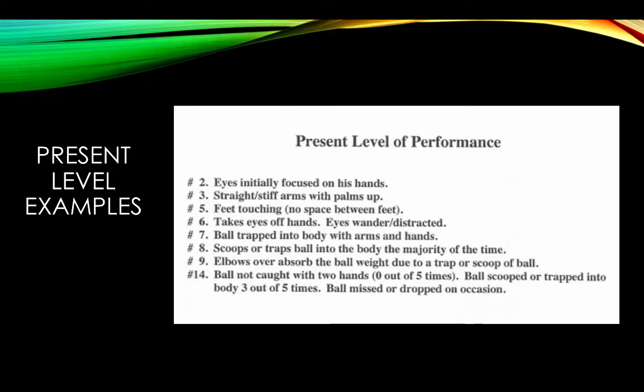So the Word document is just going to look like this. You're going to write down the actual criteria, and you're going to say what you saw. Eyes initially focused on his hands. It's a very initial stage of motor development in a skill of catching, is that instead of looking forward, you look down at your hands and check your hands before looking at the ball. As far as preparation phase of having your arms slightly bent in front of the body, here the participant had straight, stiff arms with palms up. And so you're going to write in those able terms, what did you see?